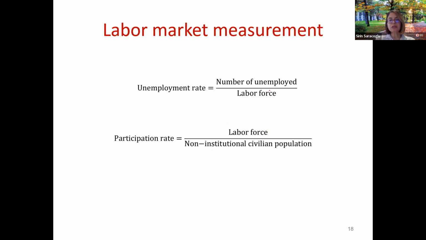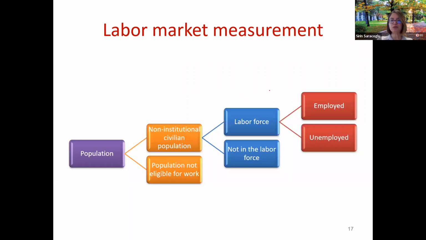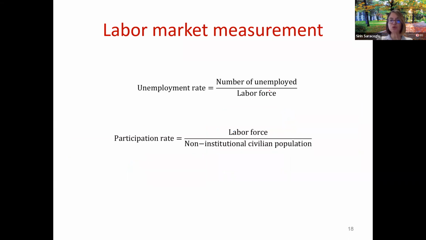Okay, so here, what is the unemployment rate that we always talk about in the news or in the statistics? That would be the number of unemployed people divided by the number of people in the labor force. As you see, we go one step up. The number of unemployed divided by the people in the labor force.